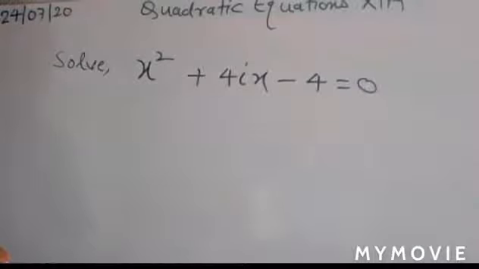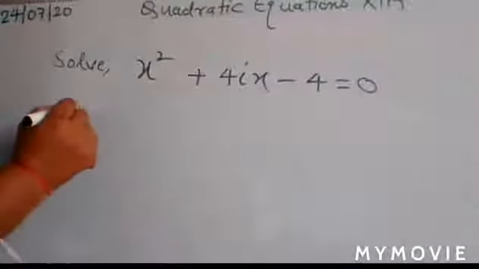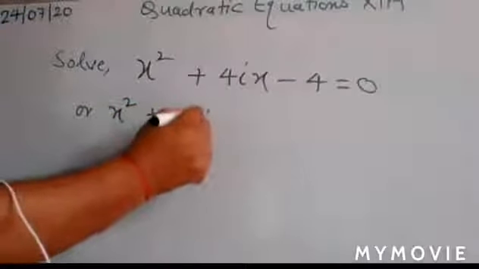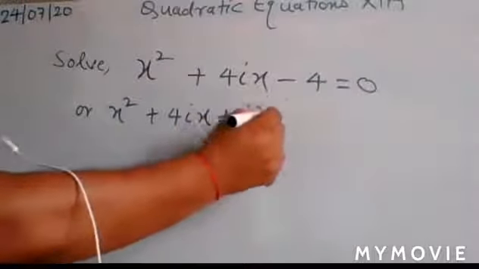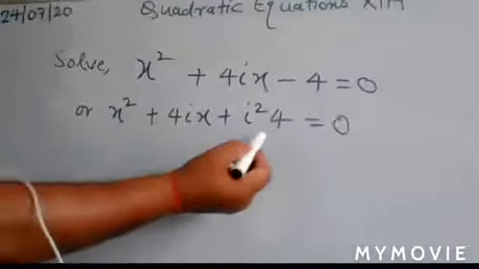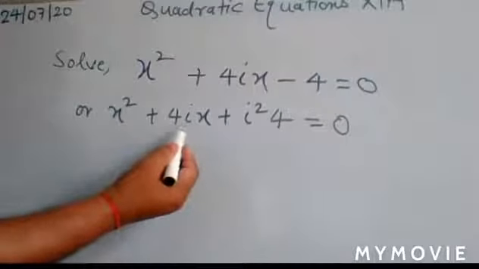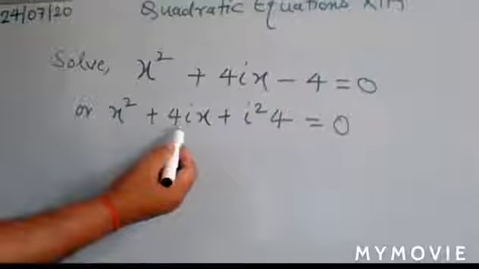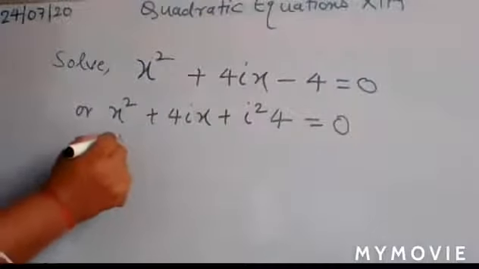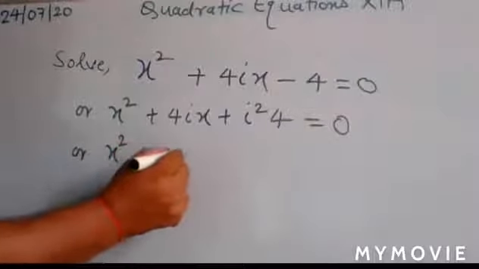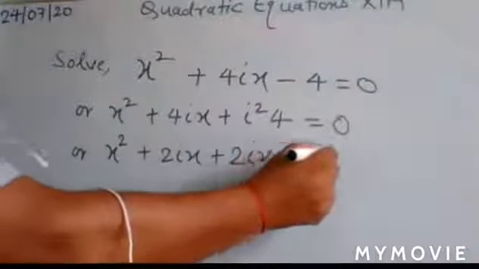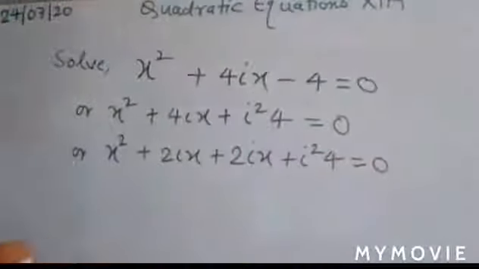Again, here you have to apply the same method. So you write x square plus 4ix plus i square into 4 is equal to 0. Now you have to take the factors of 4i square in such a way that their sum becomes 4ix. So you can write x square plus 2ix plus 2ix plus i square into 4 is equal to 0.